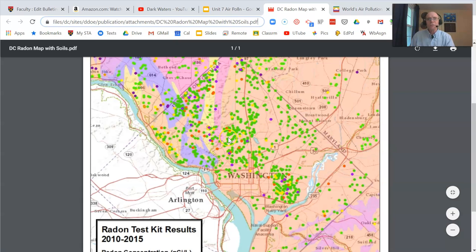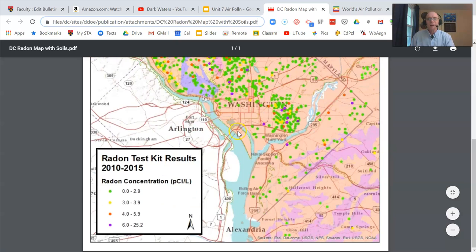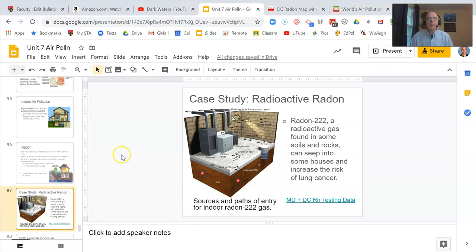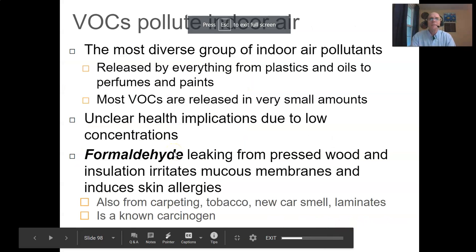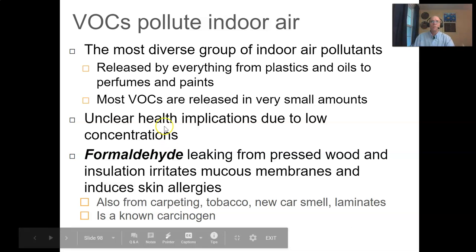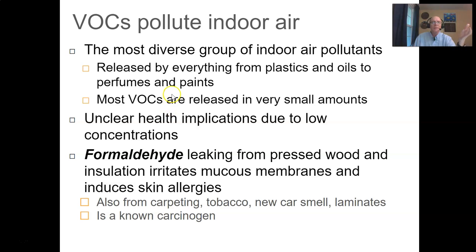So, take a look at where you're located on this map. Radon is an issue if you go to sell your home. If you have an older home, you may need to do some radon testing, which is cheap and easy to do. But it is a source of potential air quality issues. Okay, good enough for that. VOCs associated with like new flooring or paint, whatever it might be, is another source of air quality issues.